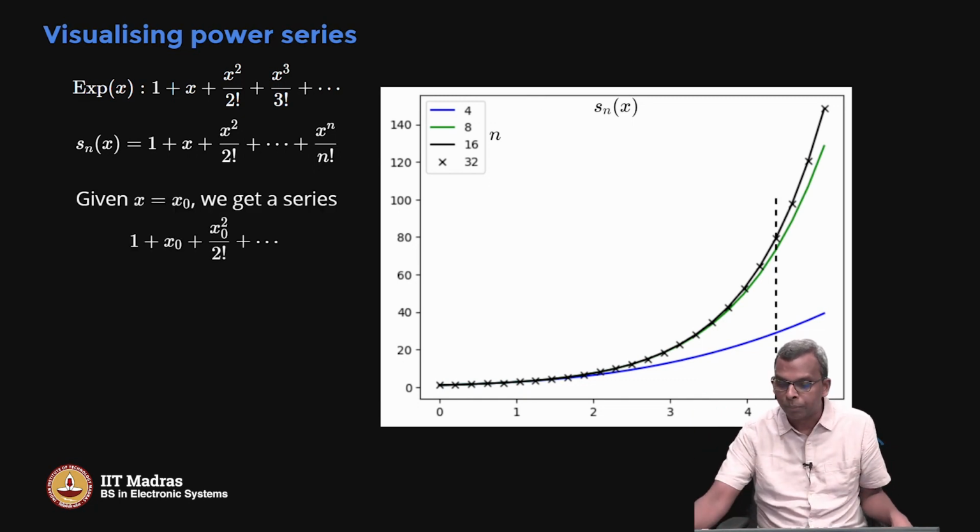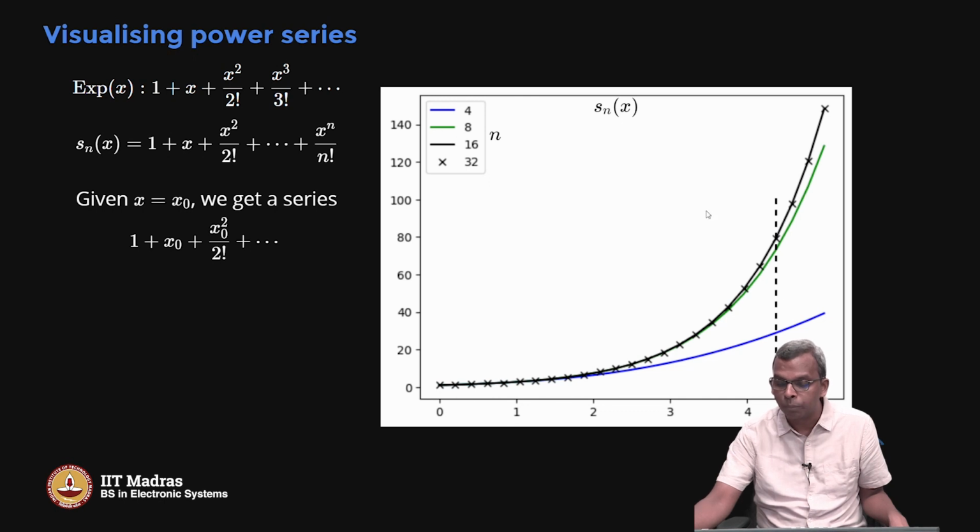Here's another way to think of it. You fix a particular x, let's say x naught, and draw this vertical line. You get a series now, right? When x naught is fixed, you get 1 plus x naught squared by 2 factorial, and so on. This is a series, and if you evaluate it at the 4th term, you'll get this value. 8th term, you'll get this value. 16th term, you'll get this value. 32 is also somewhere there, etc.